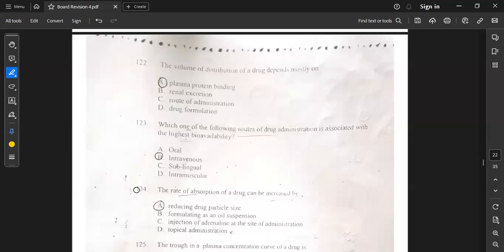Okay. So that means it depends on the plasma protein binding. If you're talking about high, you're talking about tissue protein binding, and if it's low, you're talking about plasma protein binding, right? Yeah, yes. Okay.